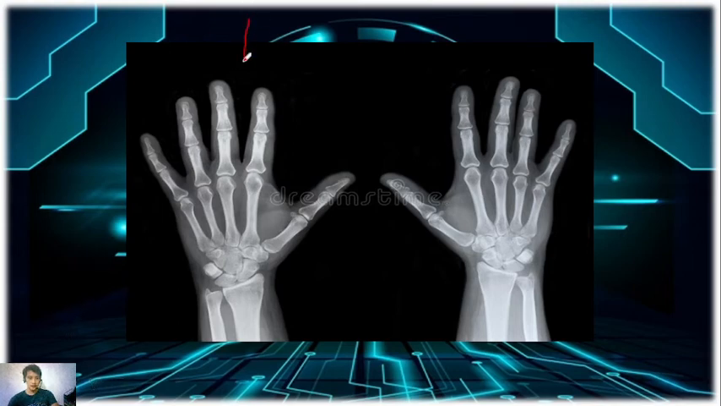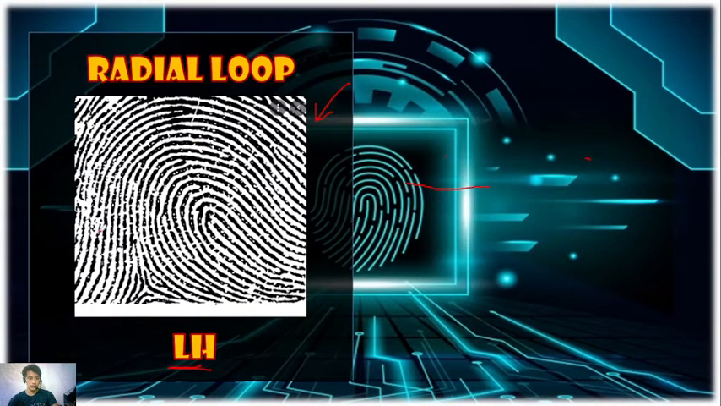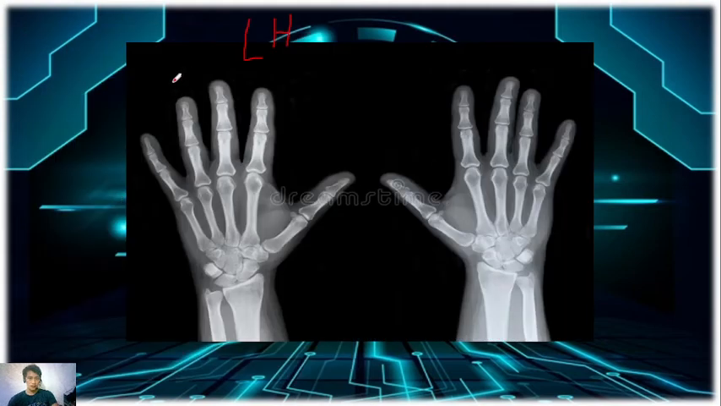Let's say again this is our left hand, and as mentioned in the illustration, let's say the fingerprint that was taken is in the ring finger. Okay, so that is the pattern. So with that, in this illustration, the question is, is it a radial loop or an ulnar loop?